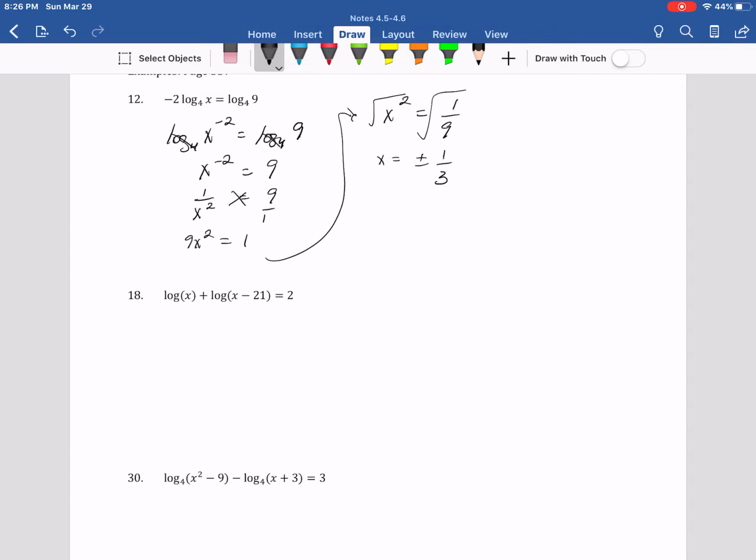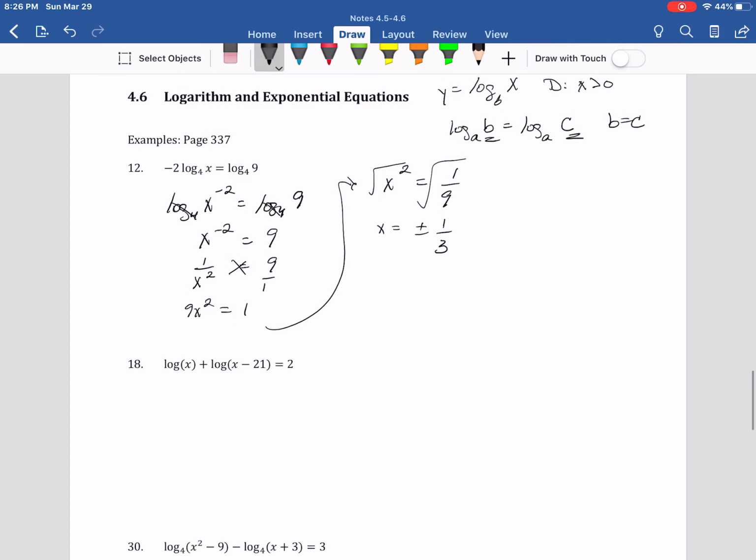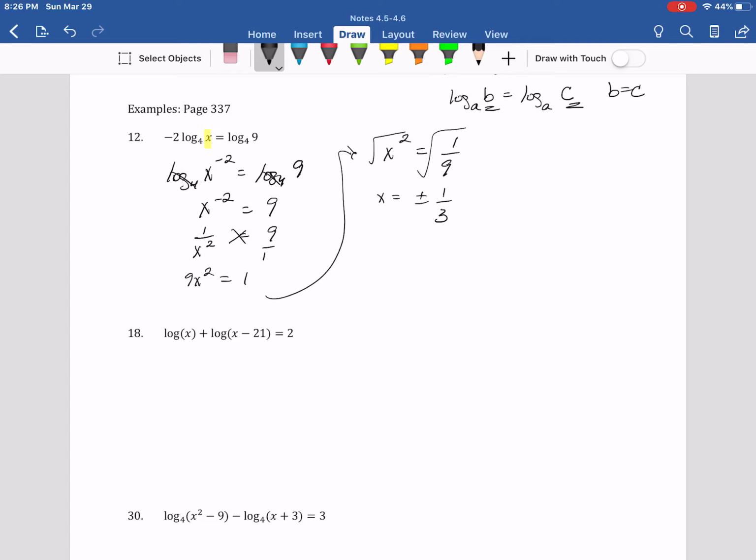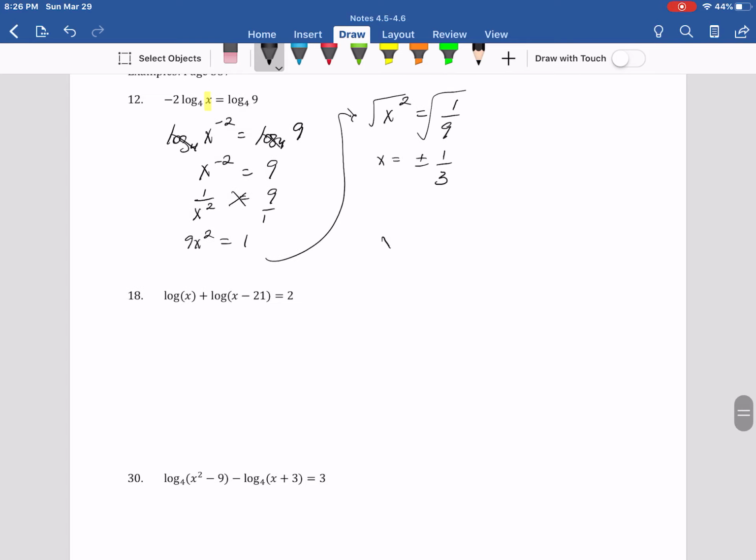But there's a problem with the negative 1/3. If I try to use negative 1/3 back into my original equation for the value of x, it's not going to give you anything. It is what it is. So the negative 1/3 is not a feasible answer. It's not within your domain. The only answer we have from this solution set is the positive version, x equals 1/3.